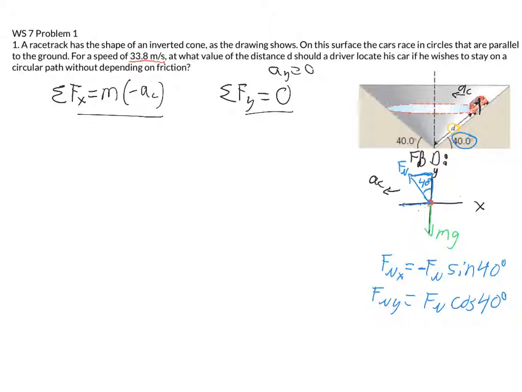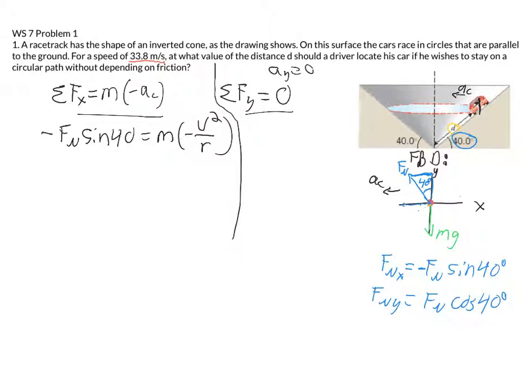We're just trying things. Sometimes in physics, you've got to jump in and see where it gets you, following the process that we know to be accurate. So in the x direction, what do we got? Well, all we have is the normal in the x direction. We have negative normal times the sine of 40 equals m times negative centripetal acceleration, which if you remember is v squared over r. Okay, so that's our x direction.